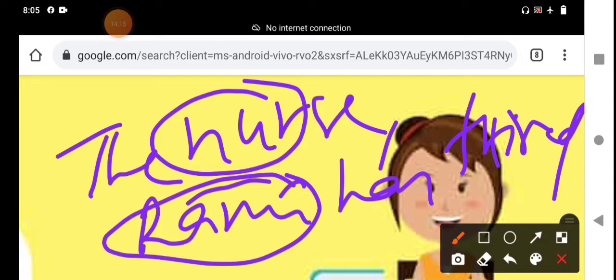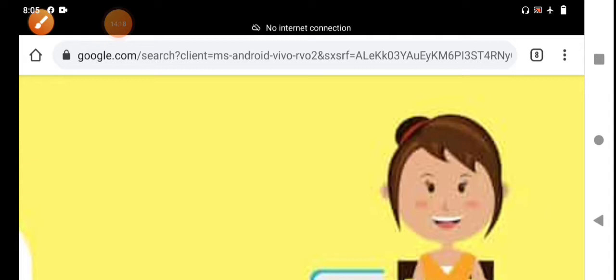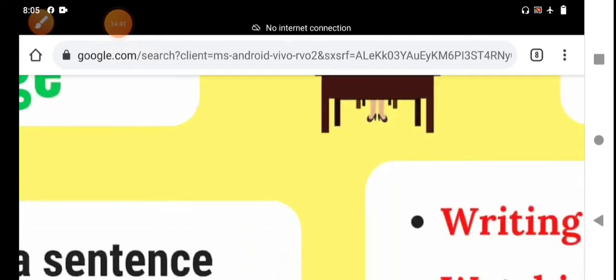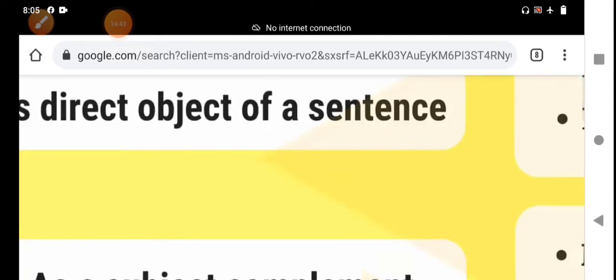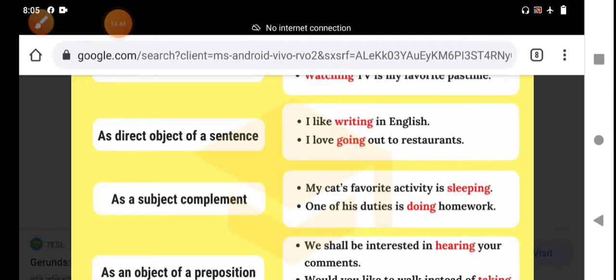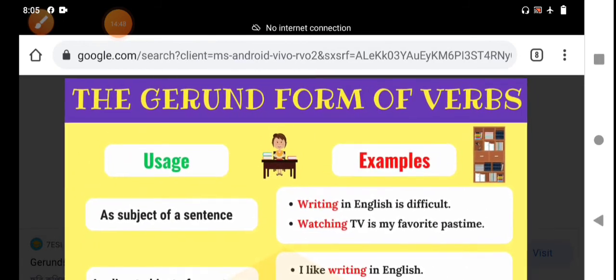Rani is the noun opposition. That is how I briefly explained the noun functions. If you understand the noun functions, you will understand the gerund functions also. That's why I gave you some examples of the noun functions. Okay, my dear students, now we are discussing the gerund. Here I have given some functions. Please observe the screen.